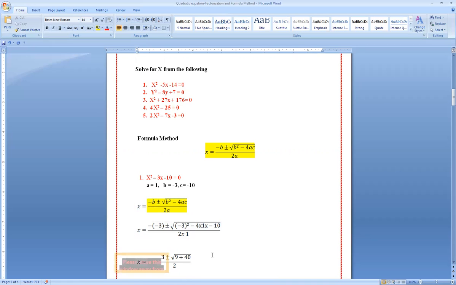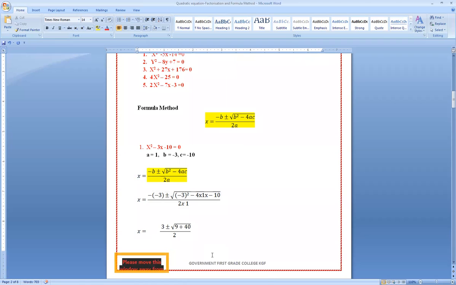Let us write the formula, that is x equals minus b plus or minus root b square minus 4ac, divided by 2a. In place of b, we substitute minus 3. In place of c, we substitute minus 10. In place of a, we substitute plus 1. Let us go for substituting the values. x equals, in the formula itself there is a minus, so we write minus. The value of b itself is minus 3. Plus or minus root, in the bracket, b is minus 3 whole square, minus 4 into the value of a, which is 1, into the value of c, which is minus 10, divided by 2 into 1.